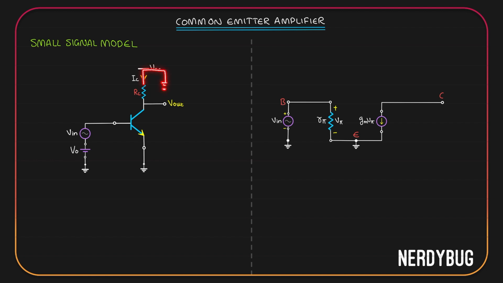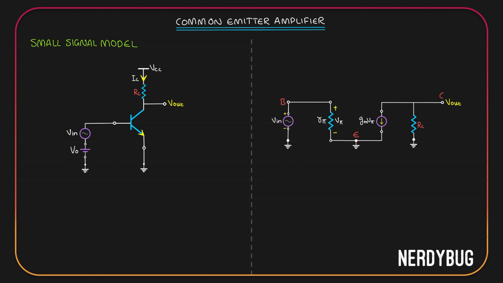Basically, RC will be between the collector and the ground. Let us show it in the small signal model. Finally, the output is taken at the collector. In the actual circuit, emitter is connected to the ground. In the small signal model, also, emitter is connected to the ground.